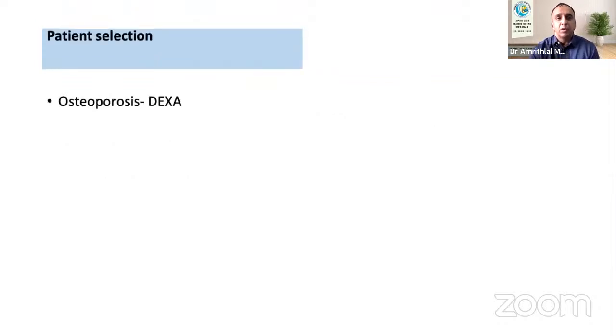Radiculopathy or myelopathy, one has to be careful. The planning of a cervical disc arthroplasty starts with assessment of the patient. Make sure that there's no osteoporosis. Osteoporosis can lead to subsidence, that can lead to failure of the implant and the whole purpose of doing an arthroplasty.